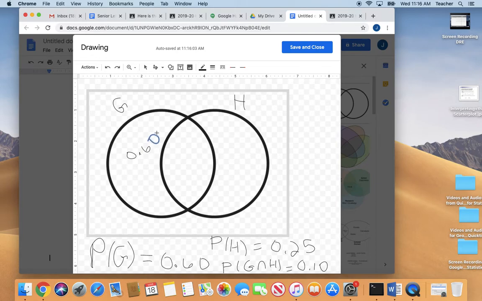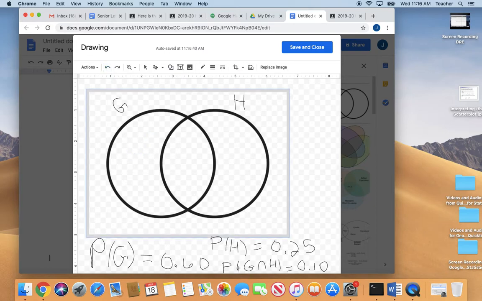And the reason that's not right is because this is saying probability G is 0.60, meaning the entire circle, everything in this circle right here, this entire circle is G. So this part here can't be 0.60. The whole circle is 0.60. So if you did that, that was a problem that you were having. So let me see if I can get rid of that. Okay.